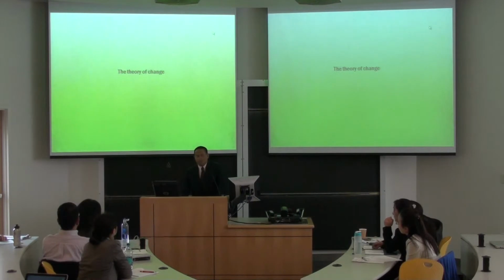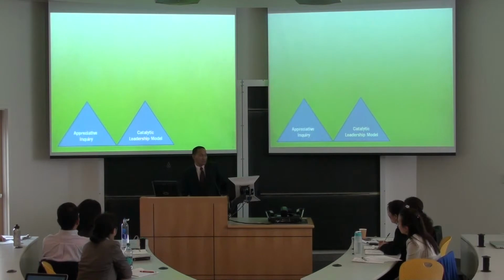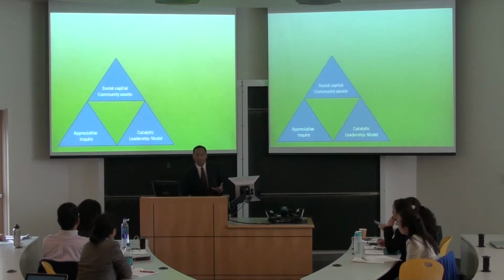So now, with that I came up with a theory of change, or theory of transformation. We first would start with adopting the catalytic leadership model. I will elaborate later. And using a tool, appreciative inquiry, we will achieve another stage of capacity, which is that leaders will be able to identify or build social capital or community assets.